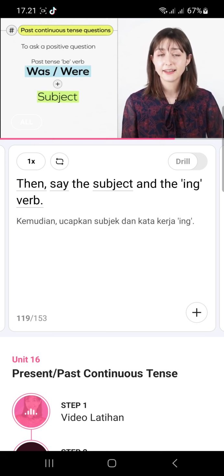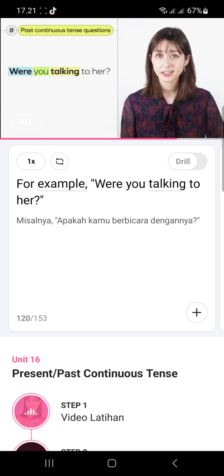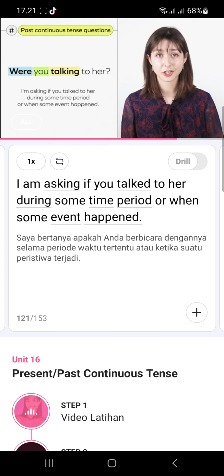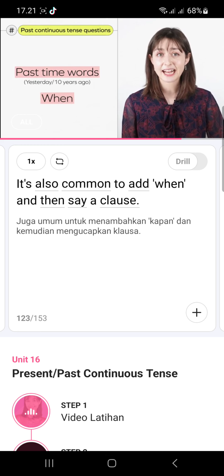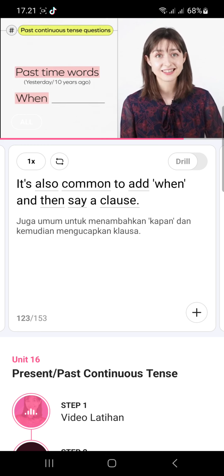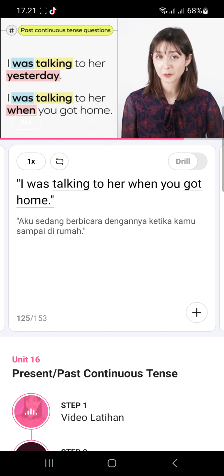To ask a positive question, start with the past tense be verb, was or were. Then say the subject and the ing verb. For example, were you talking to her? I am asking if you talked to her during some time period or when some event happened. Past time words like yesterday and 10 years ago are often added. It's also common to add when and then say a clause. I was talking to her yesterday. I was talking to her when you got home.